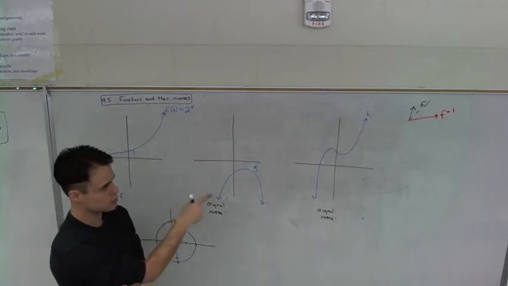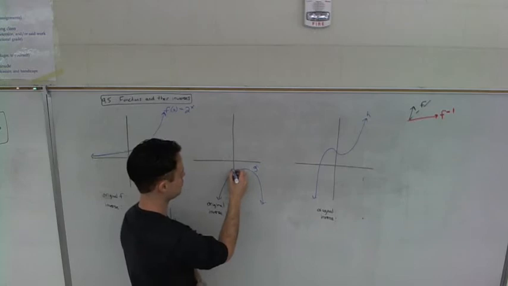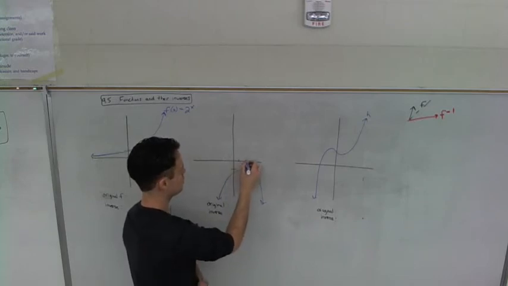How about this? You guys help me build this function. Let's say it's been shifted down this way 1 and over that way 2. What's g of x?